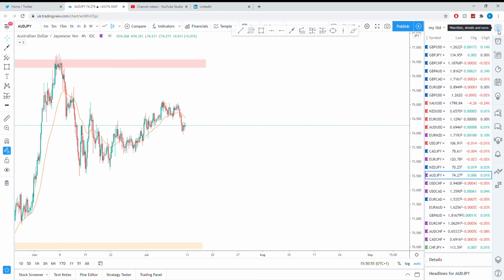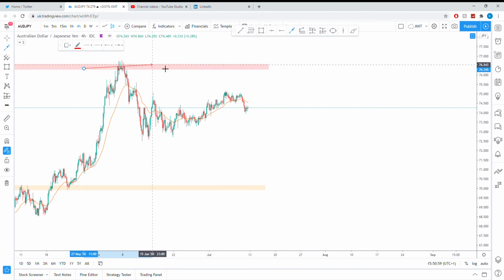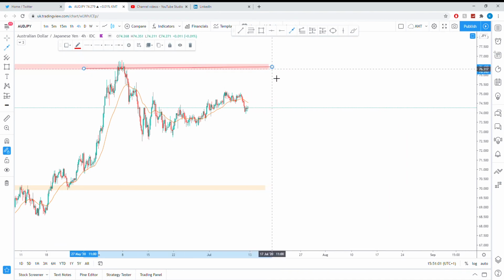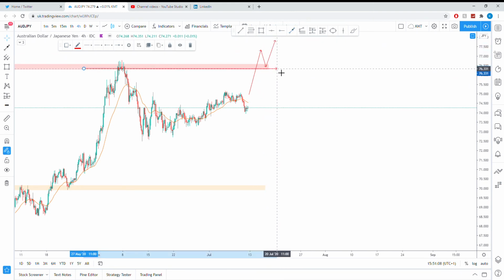So looking at AUDJPY, pretty much the same thing, waiting for the market to make a push to the upside, wait for that retest before we get that continuation to move to higher levels.